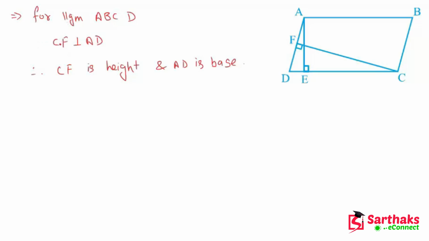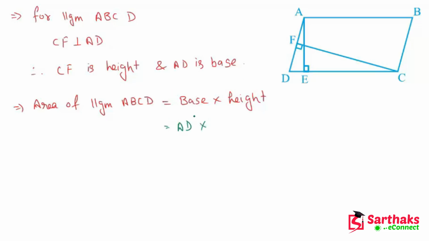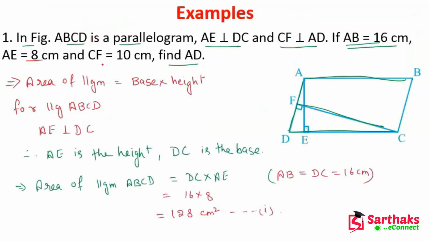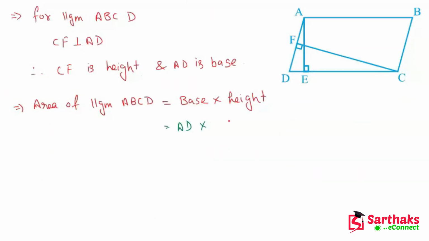So we can write again, area of parallelogram ABCD is base into height. So what is base in this case? Base is AD, but we don't know the value of AD, into height, which is CF, and CF is 10 centimeter. Let's suppose this is equation number 2.